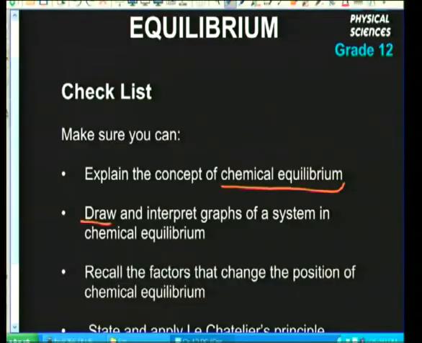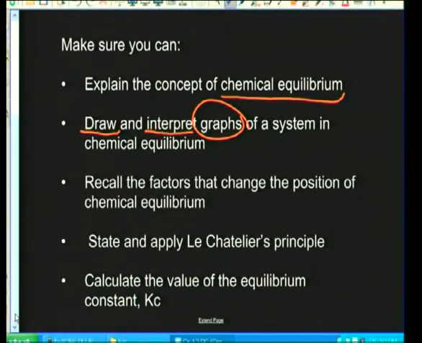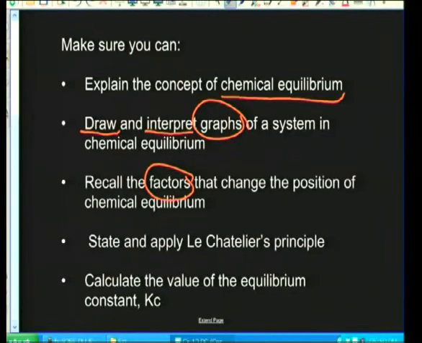Then we could be asked to draw and interpret graphs. Now, graphs are vitally important for a system in chemical equilibrium, and we can read off lots of information from a graph. Then also recall the factors that change the position of chemical equilibrium. So you need to be able to list those, maybe temperature or pressure, all affect the chemical equilibrium itself. And so we would need to investigate each of those, and you need to be able to discuss each of the various factors that affect chemical equilibrium.